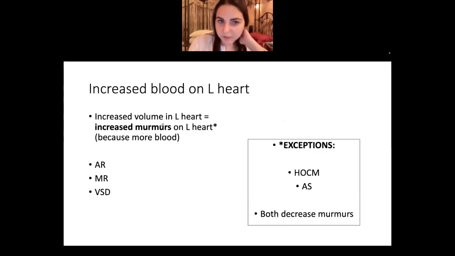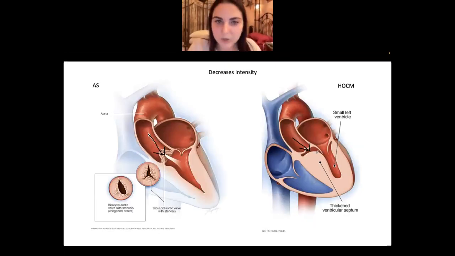But increased blood on the left heart is going to increase the murmurs on the left heart because there's more blood there. So I listed them here: aortic regurg, mitral regurg, even a VSD would sound louder. Your exceptions are going to be HOCM and aortic stenosis. Both of these are going to have decreased sounds. Because if there's now more blood in the left ventricle, it's going to be easier for HOCM to push this out of the way, and easier for aortic stenosis to push through the stenotic valve. Okay?